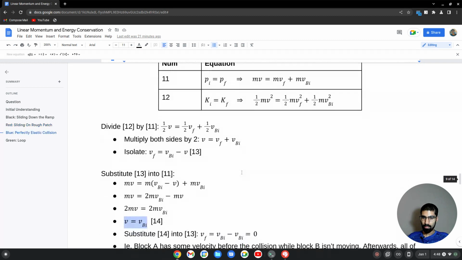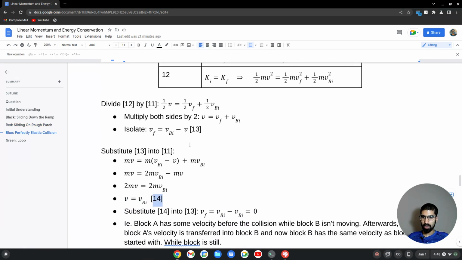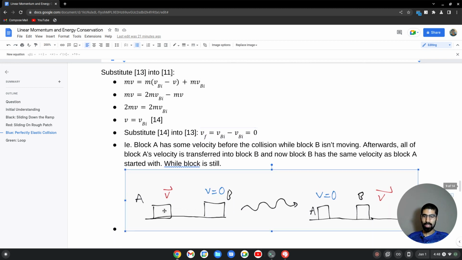So what that means is if we substitute this back into our equation up here, then we're just taking VBI and then subtracting VBI, which means the final velocity of block A is 0. To draw this out, initially A was moving and B had 0 velocity, they collided, and then after, A stopped moving and it transferred all its velocity to block B. This is going to happen whenever we have a perfectly elastic collision between two blocks of equal masses. They're going to be able to transfer all the energy from the moving one to the other one.